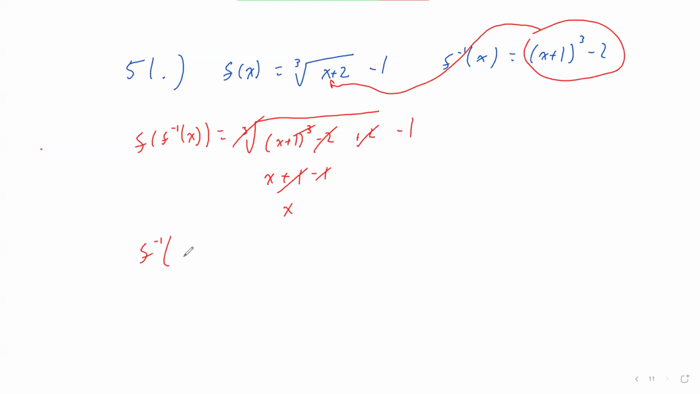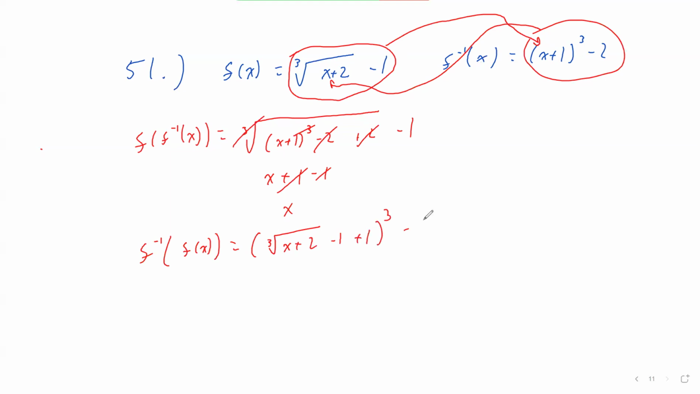And then you just come over here and do the same thing. This time taking this function and plugging it into the x. So this is now going to be parentheses, cube root of x plus 2 minus 1 plus 1 cubed minus 2. So I can see that those cancel. And I now have the cube root of x plus 2 cubed minus 2. So those would cancel. So I get x plus 2 minus 2. I see that those cancel, and I get x as well. So I now know that those are inverses of each other.